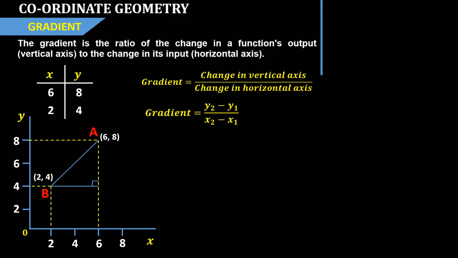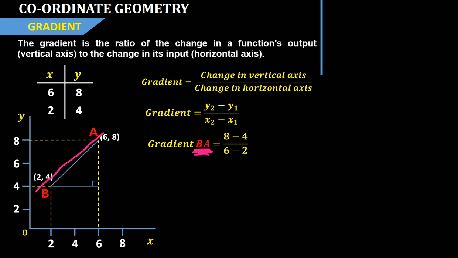So I'm going to quickly go on to put in the values. Therefore, if we have identified our y2, y1, x2, x1, we can go ahead and write our gradient as 8 minus 4 divided by 6 minus 2. And you can see that I put BA right here. Meaning the gradient BA is what?